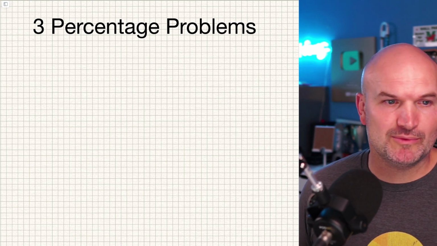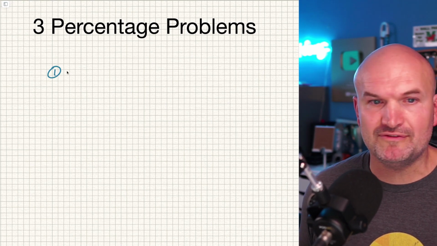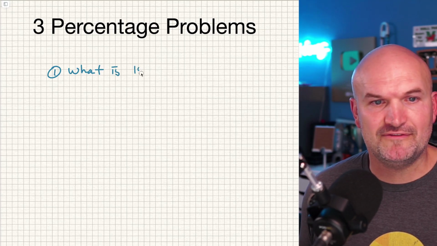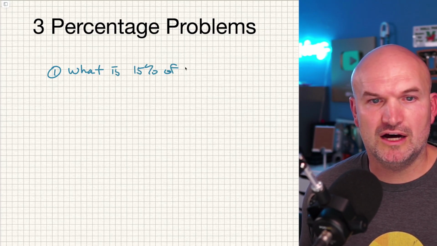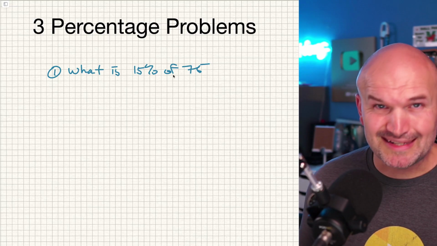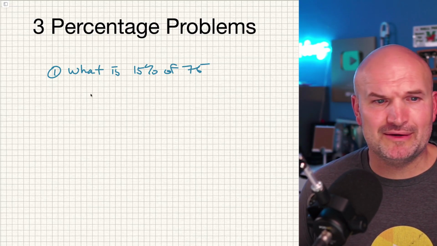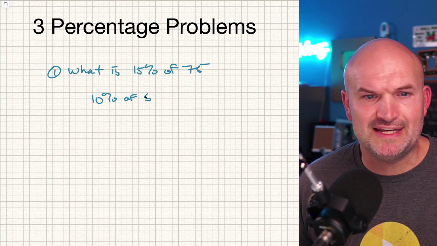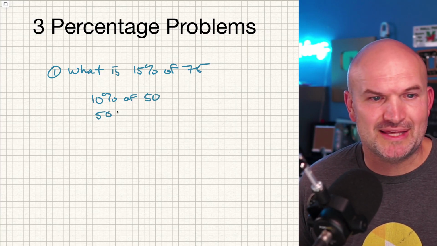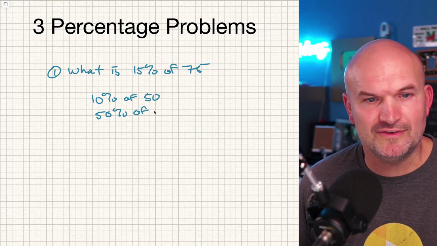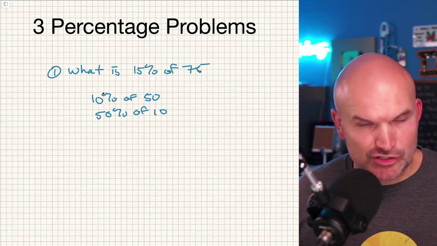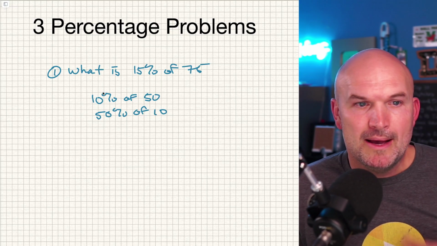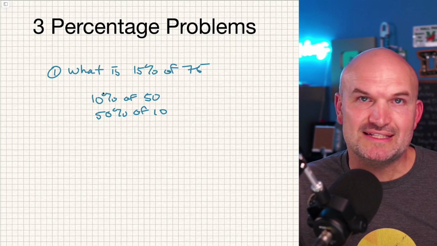Let's go ahead and get started with the first one, which is going to be a very familiar one for those of you that have worked in percents. And that is, what is 15% of 75? Now, we all know the trick of if it was like, what is 10% of 50? And then you can just say, well, that's the same thing as 50% of 10, right? And that's a great trick that works when you have something that is easy numbers like that. But what about when you're dealing with 15% of 75?